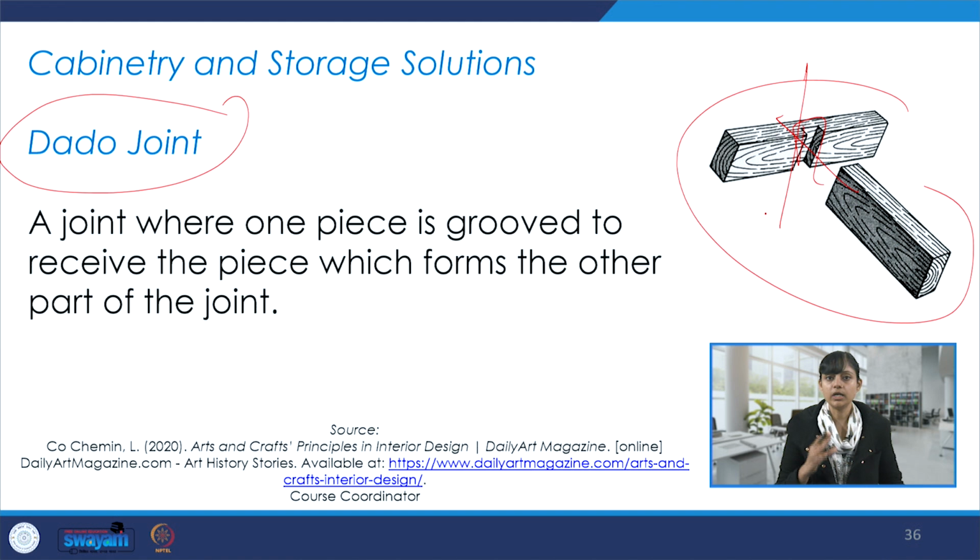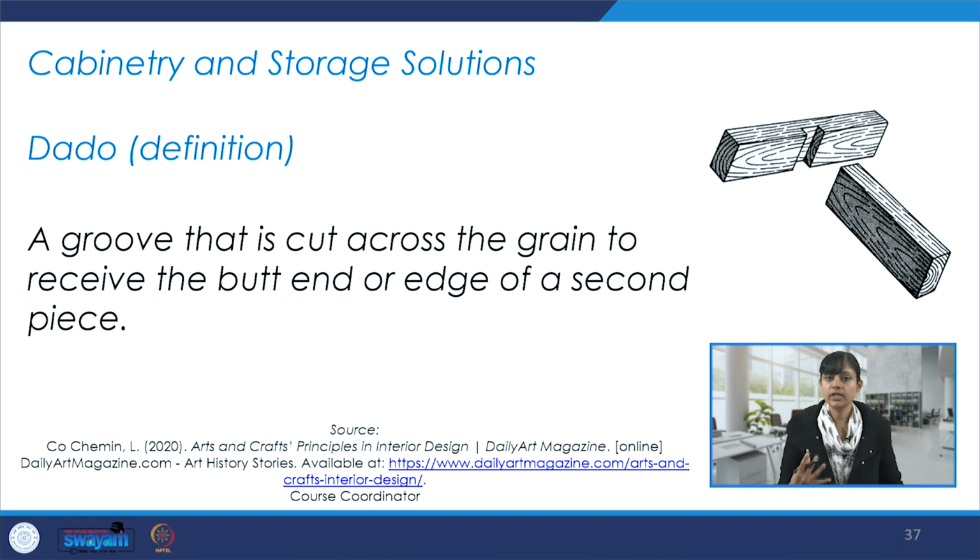A joint where one piece is grooved to receive the piece which forms the other part of the joint. A groove that is cut across the grain to receive the butt end or edge of a second piece. So this is the groove over here.